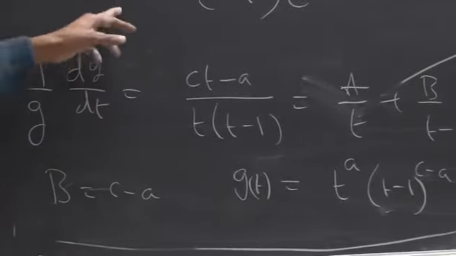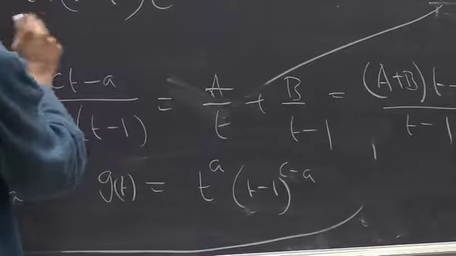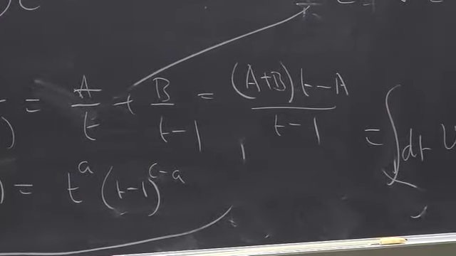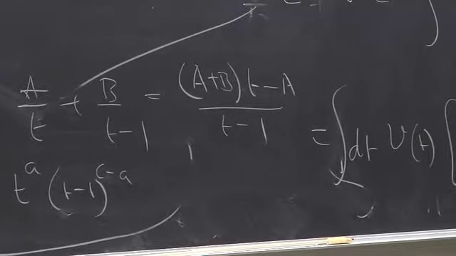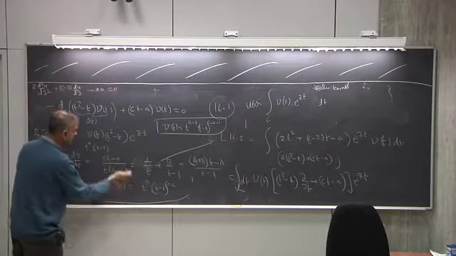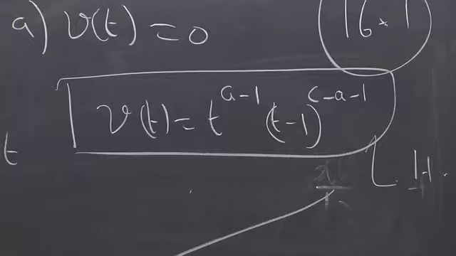And then for the boundary term, from here you see v of t is that, and this is t times (t minus 1). So this boundary term is simply t to the a and (t minus 1) to the power of c minus a. This is g of t. The boundary term is simply g of t times e to the zt. This is the boundary term.